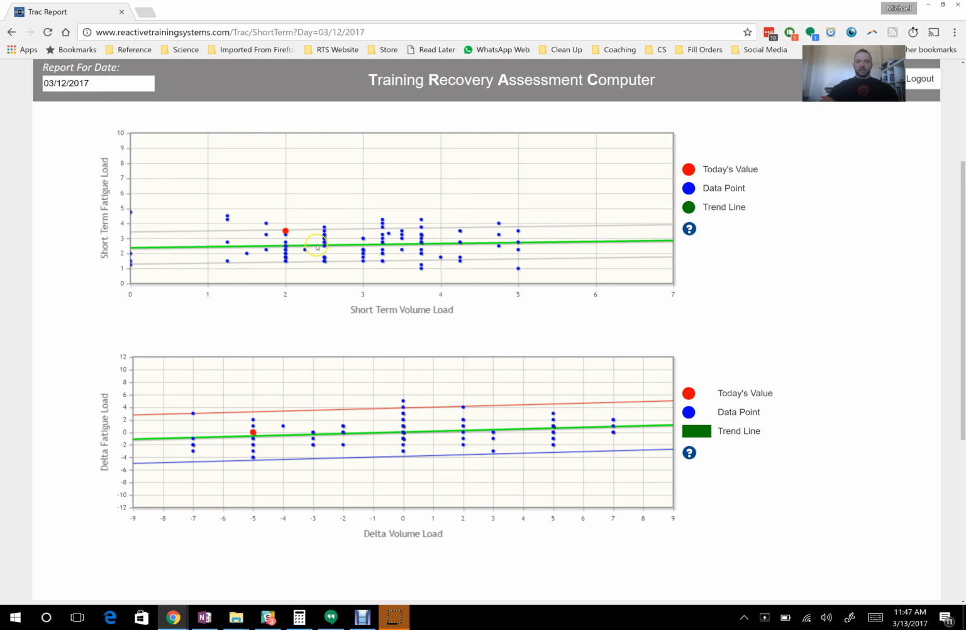So this green line is what we expect. So if you're between the green and the gray, then that's a little bit higher than expected. If you're above the gray line, then you're a lot higher than expected. So that's where the short-term fatigue comes from.